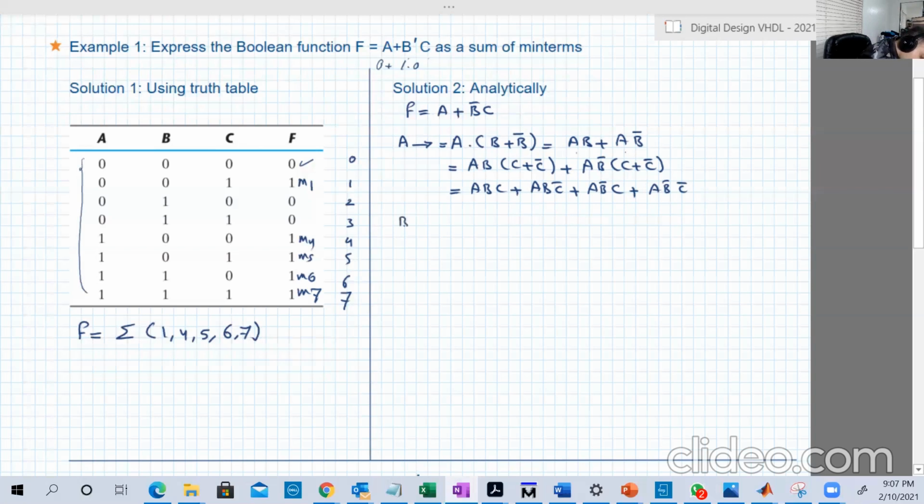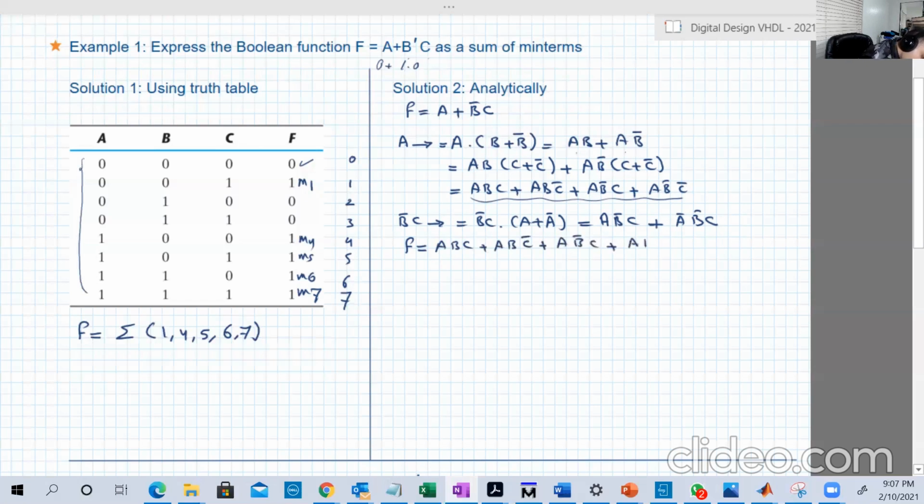Good. Now the second term, b bar c. This is easy. This will be just multiplied by a or a bar. So this will give us a b bar c plus a bar b bar c. So f at the end will be equal to the equivalent of a: abc plus abc bar plus ab bar c plus ab bar c bar, plus the equivalent of b bar c, which is ab bar c plus a bar b bar c. And look for any repeated term before you finish. abc basically is unique.